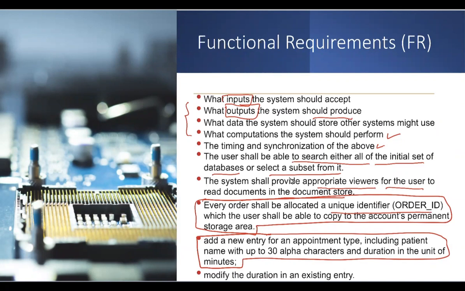Another example, let's read this requirement: modify the duration in an existing entry. So we would like the system to allow a modification to the duration in an existing component or entry in the overall platform. This is a function of the system. We are not talking about user requirements right now. We are not talking about business requirements, and we are not even talking about characteristics of the system. We are talking about a function that the system would do. So this is why we call it functional requirements.